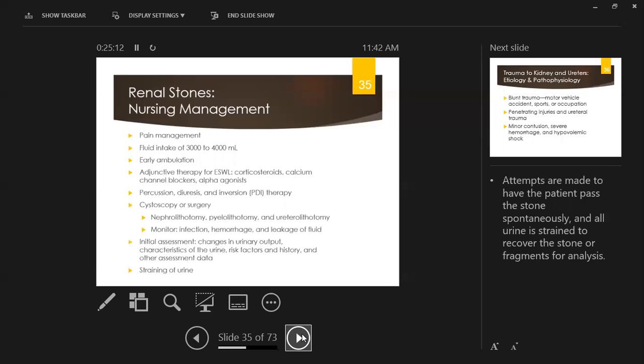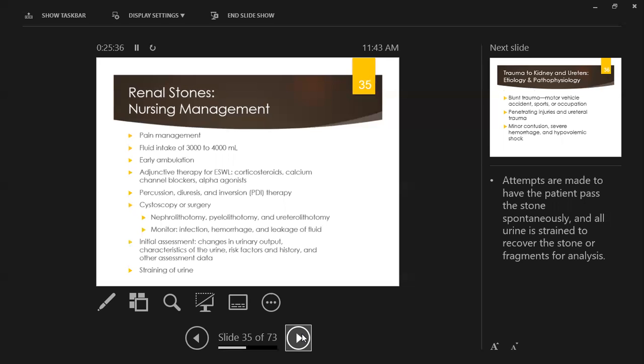Nursing management for renal stones, a big thing is going to be our pain management, increasing the fluid intake to 3 to 4 liters per day, early ambulation, adjunctive therapy for going through an ESWL like corticosteroids, calcium channel blockers, and alpha agonists. Percussion, diuresis, and inversion therapy may be used in order to remove the stone, right? And this might be something that you're definitely part of.